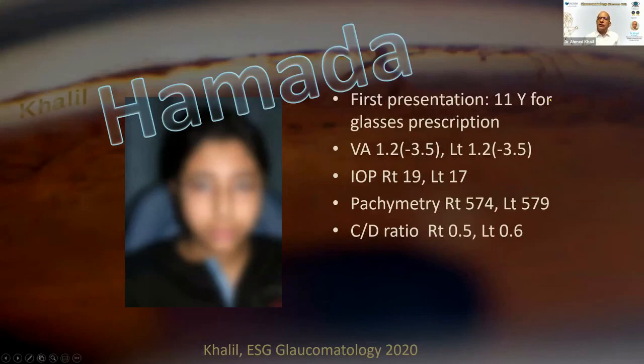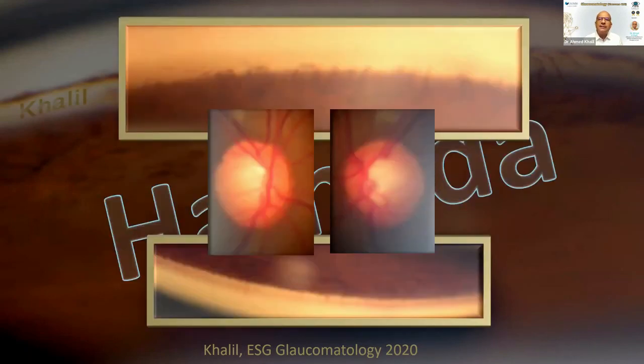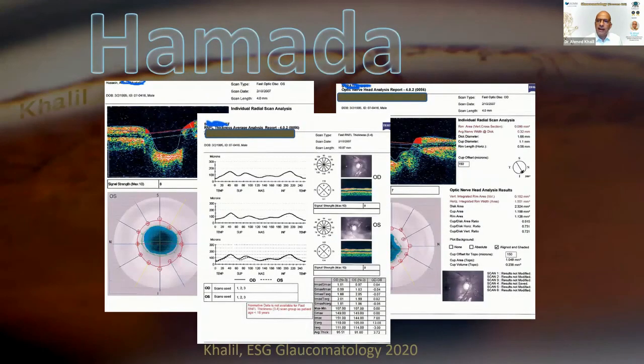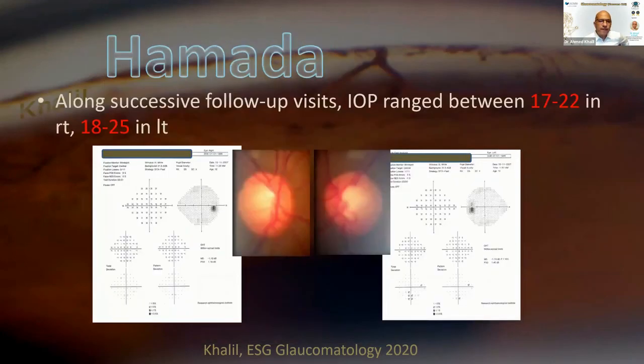Hamada first presented at 11 years for glasses prescription. He has an excellent uncorrected visual acuity and an IOP in the high teens. Pachymetry was within normal, a little bit on the thick side, and there was some unusual cupping for this age. And this is his angle, goniodysgenesis visible, and the cup disc ratio. This is his visual field, near normal or actually normal, and we took the OCT, although there was no normative database at that time, just for the record.